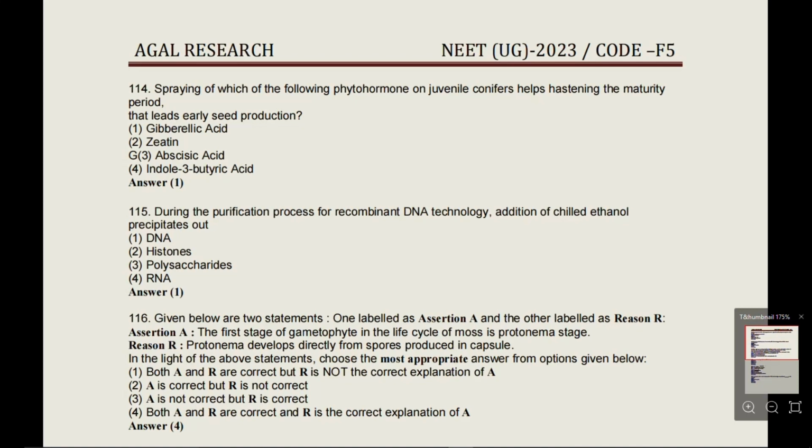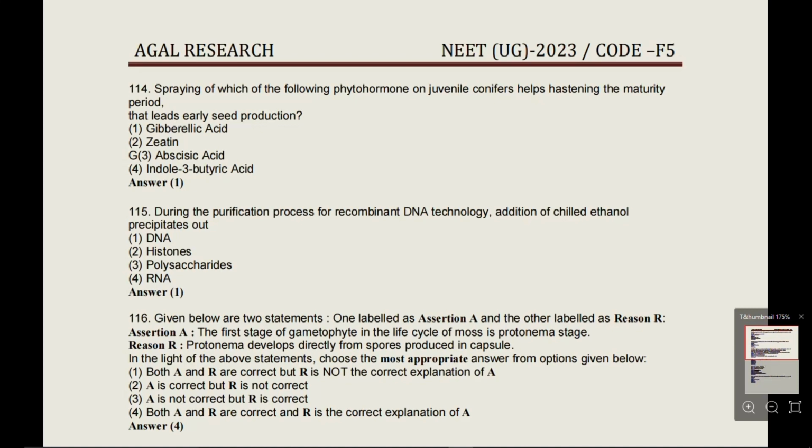The next question is: during the purification process for recombinant DNA technology, addition of chilled ethanol precipitates out. The answer is option first, DNA. This question is taken from Unit 7 Genetics and Evolution, Chapter 5 Molecular Basis of Inheritance.